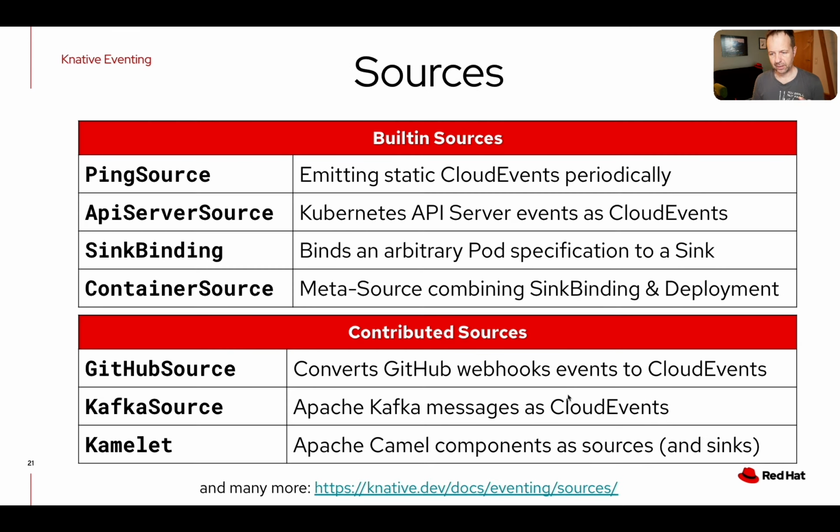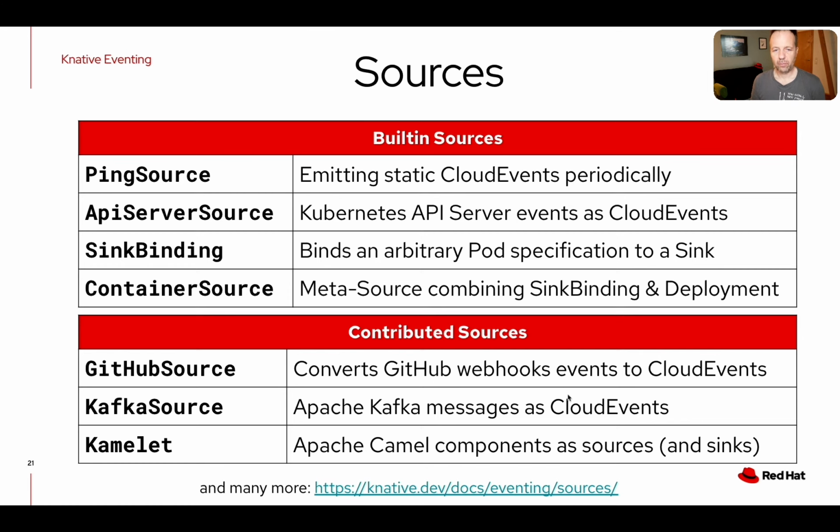Here is a non-comprehensive list of sources that are available for Knative. There are four sources that come out of the box with Knative. One is the ping source, which emits static cloud events periodically. You provide a cron-type expression and then you get constant data sent to your sink every such interval. Then you have the API server source, which transforms the events emitted by the Kubernetes API server into a cloud event format. So for example, you get an event every time a pod gets deleted or created, and you can react on those events.